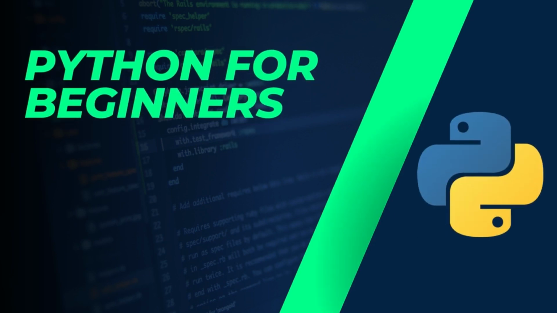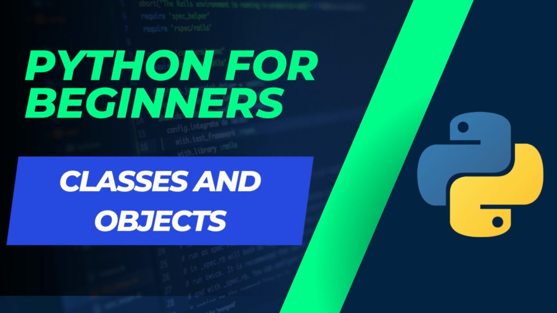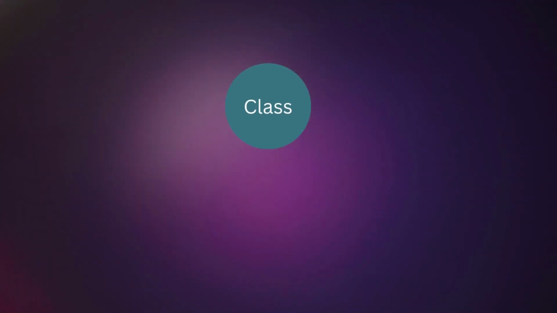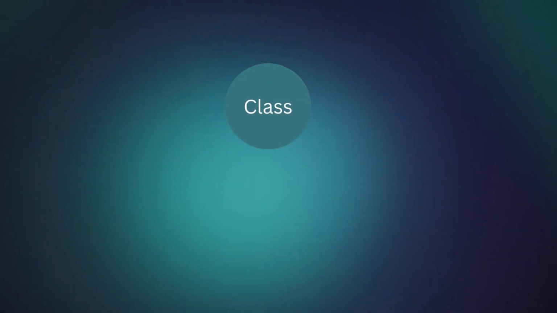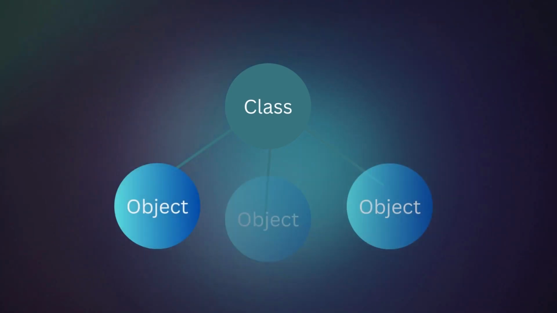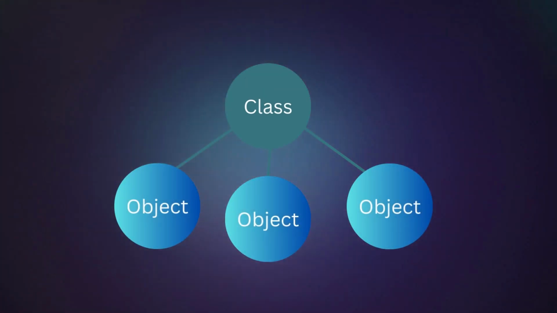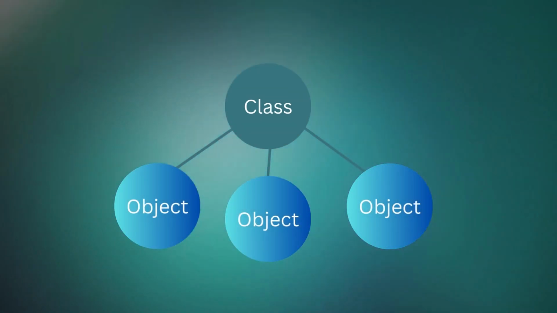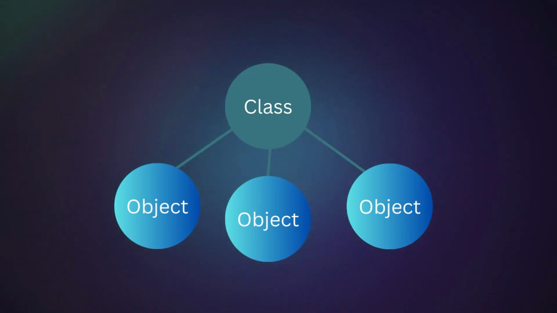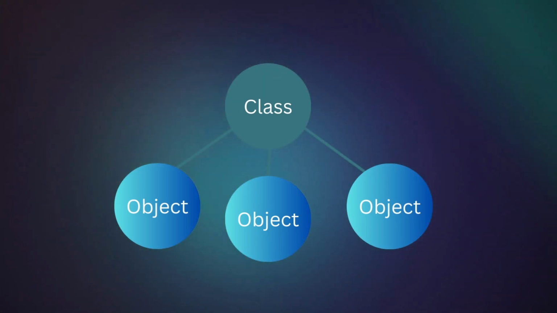In this video we will explore the concept of classes and learn how to define and use classes in Python. Classes allow us to create our own data types and define their properties and behaviors, and objects are instances of these classes that can interact with each other and the rest of our program. So let me explain in simple words.